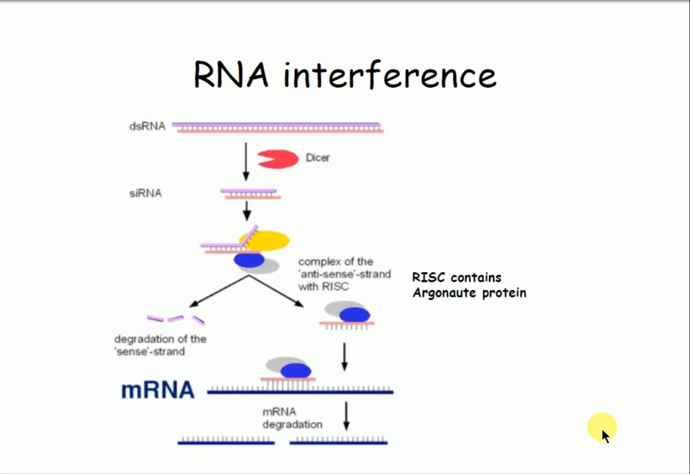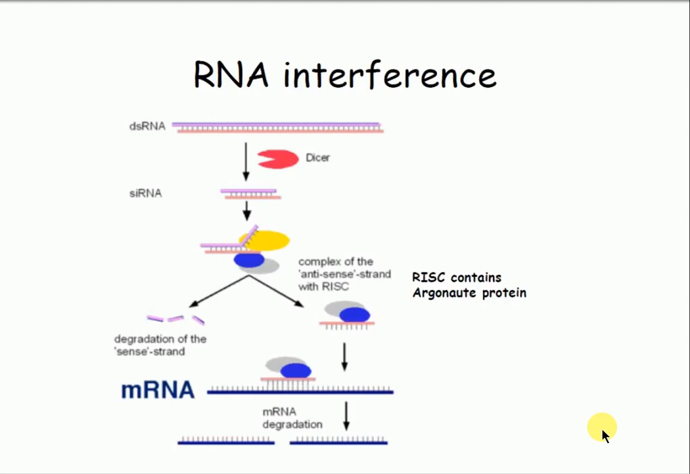Then these small pieces are taken up by the Argonaute proteins or the RISC complex. The sense strand is degraded and only the antisense is present in the effector protein, the Argonaute proteins. Then this will bind to target RNA, and if the match is complete, it will result in degradation. So this is how siRNAs work. They have a complete match.